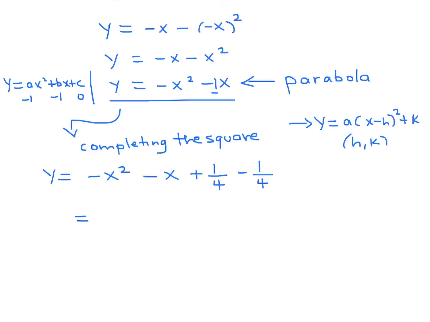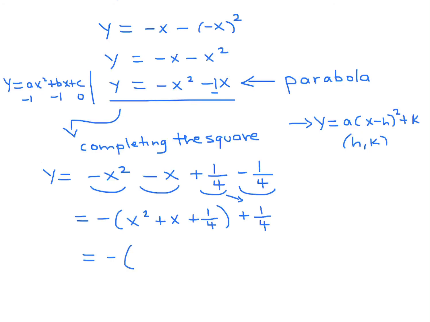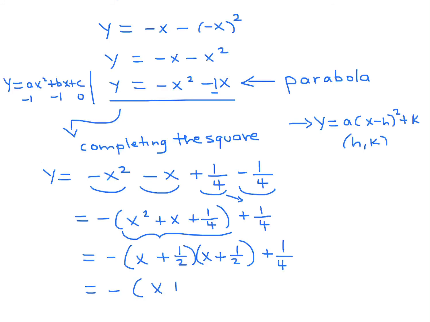First, what I'm going to do is take out a negative: x squared plus x plus 1/4. So I grouped this, this, and this together, and then therefore this goes over here, plus 1/4, like that. And then this will allow me to factor this part here, x plus a half. And therefore this becomes x plus a half all squared plus a quarter.